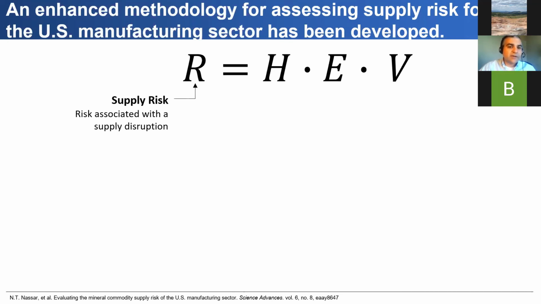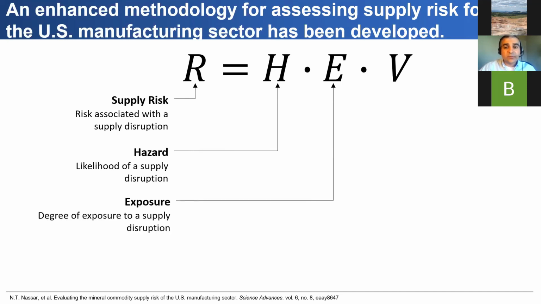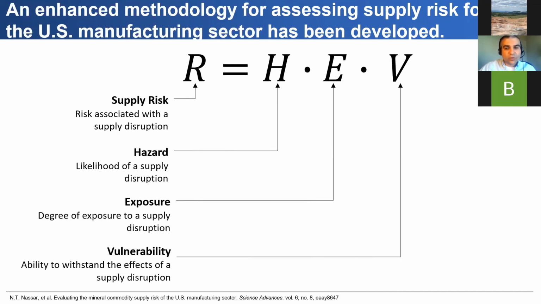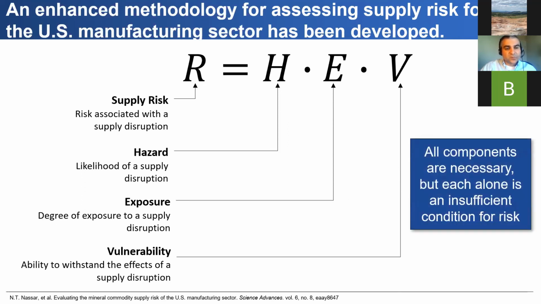Typically, a risk is assumed to be proportional to a hazard, which is a likelihood of a supply disruption. You have to be exposed to that hazard, and you have to be vulnerable to it. So are you able or not able to withstand the effects of a supply disruption? That's the general framework that we were thinking of in terms of how we assess which commodities are most critical to the US. Under that, realizing that we had to balance analytical rigor with data availability, we ended up using a methodology that balances those issues.